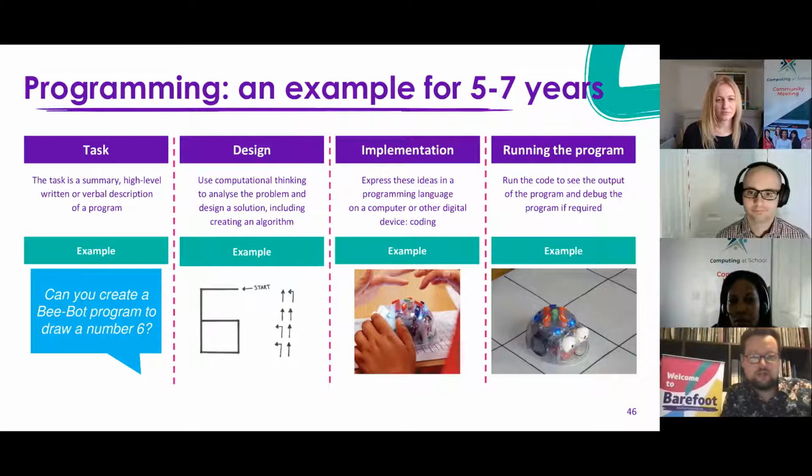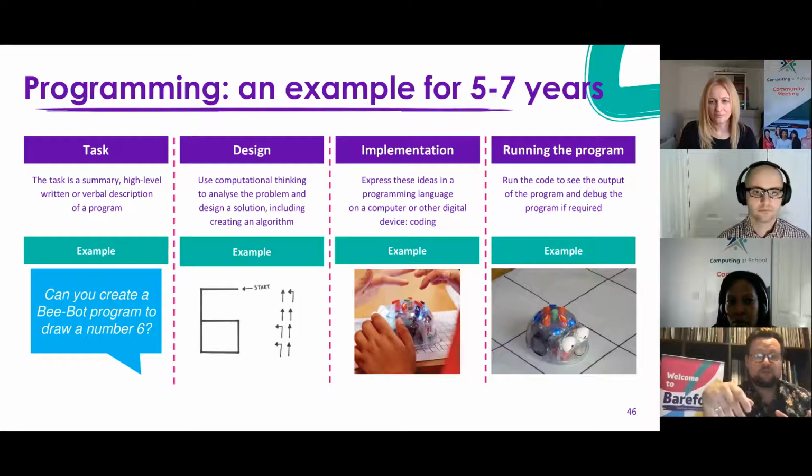So we have a task that we set, first of all. In this example, taken from one of our introductory BBot programming lessons, the task is to get the BBot to trace out the different digits from 1 to 9. And then we always make sure that we have a design stage, because this is the opportunity for pupils to really use their computational thinking skills and come up with an algorithm for the number that they're trying to draw out before they then actually go and grab their BBot.